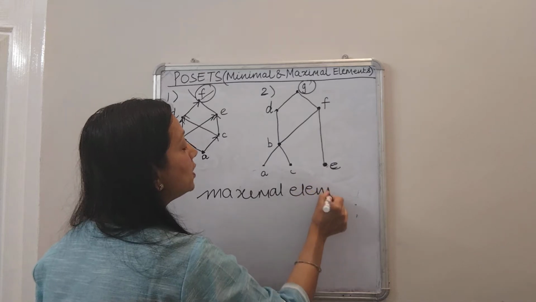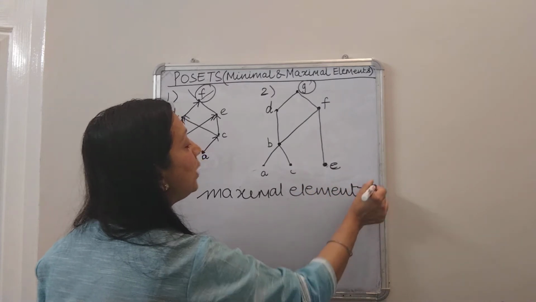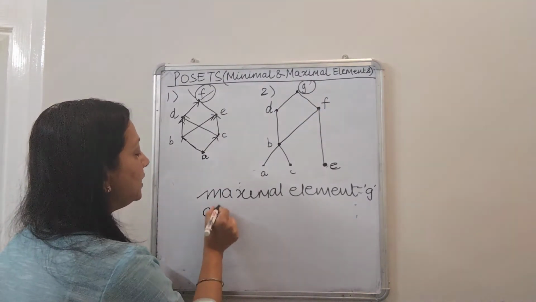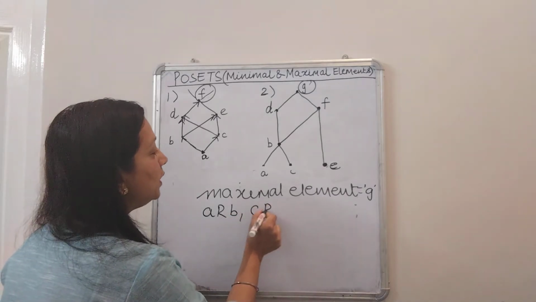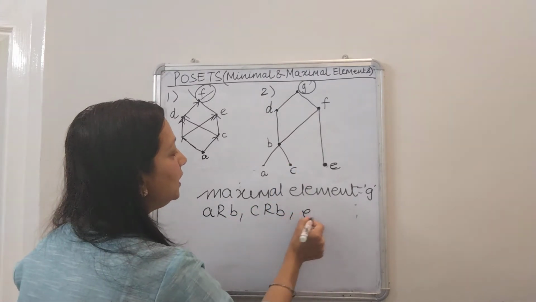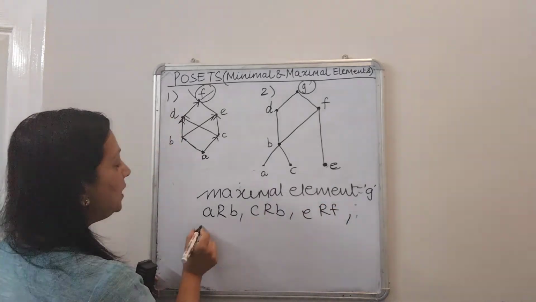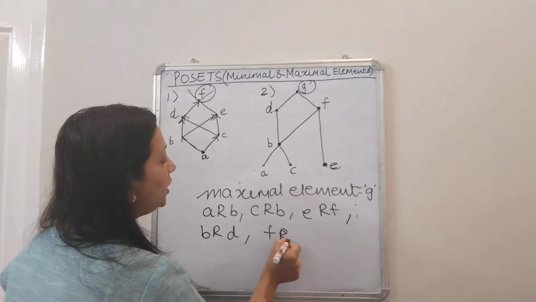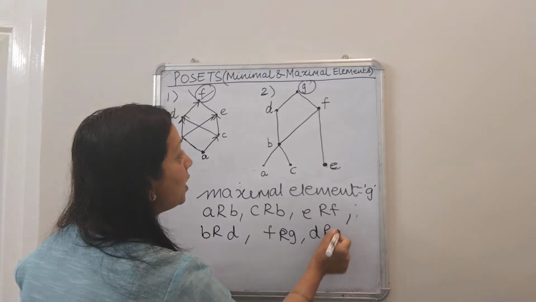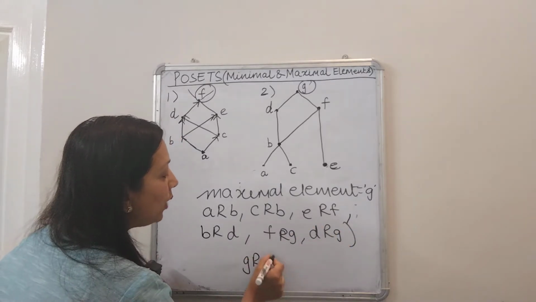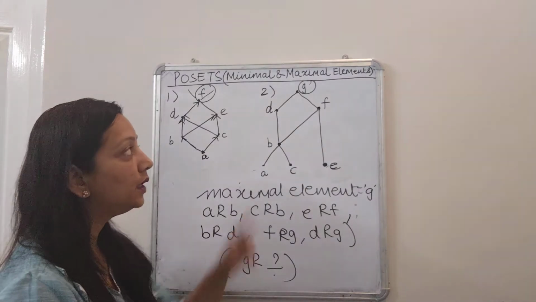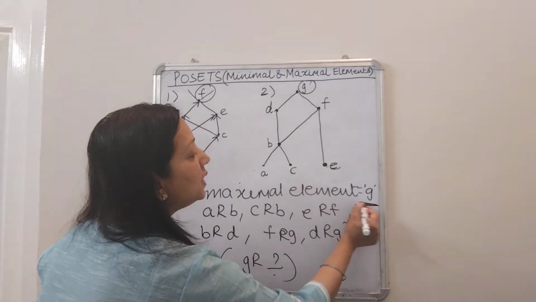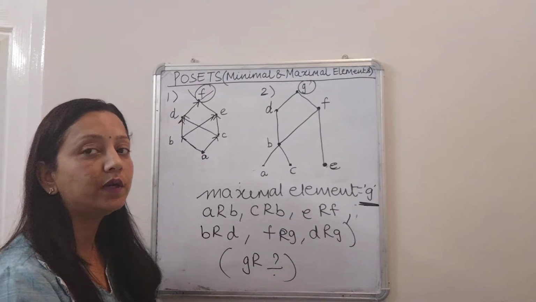Why? Because G is not related to any other element. Can you see G related to any other element? No, because I can clearly see A is related to B, C is related to B. Then I can also see that E is related to F and B is related to D and F is related to G and D is related to G. But is G related to any element? No, G is not related to any element in this hash diagram. Hence, I can say that here my maximal element is G.